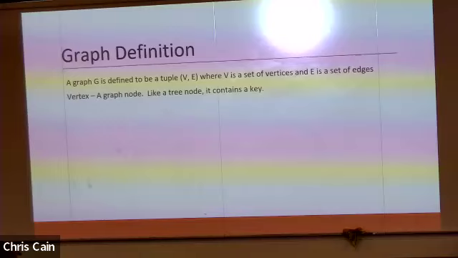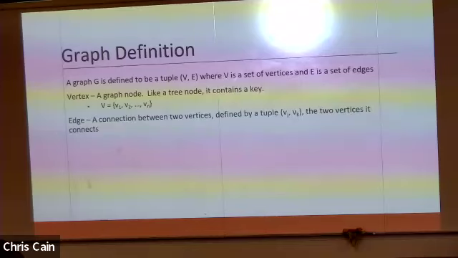A vertex is just kind of like how we had a tree node. A vertex is a graph node. Just like a tree node, it has a value that we're going to store. And now the second item in that tuple is just a set of edges. An edge is just a connection between two vertices. So a tuple tells you the outgoing edge and the incoming edge if it is a directed edge, but there are both directed edges and undirected edges in graphs.